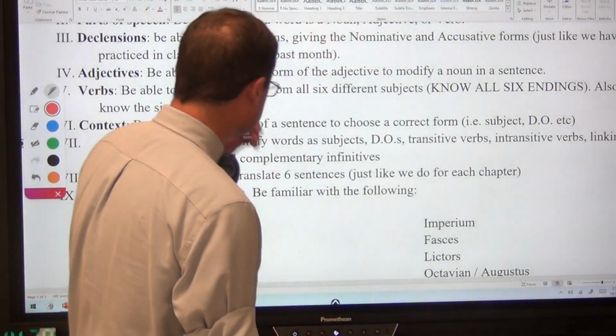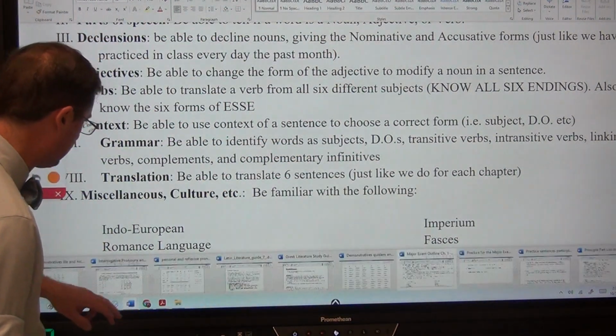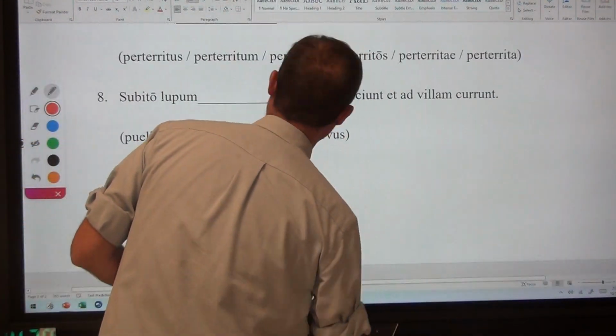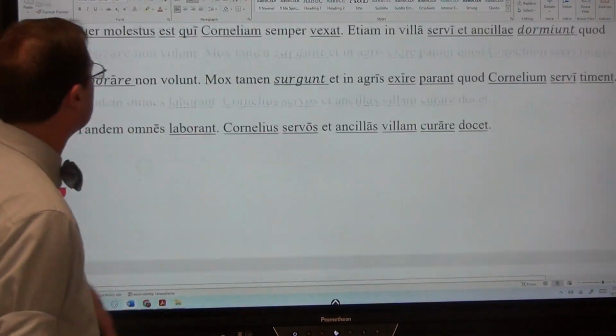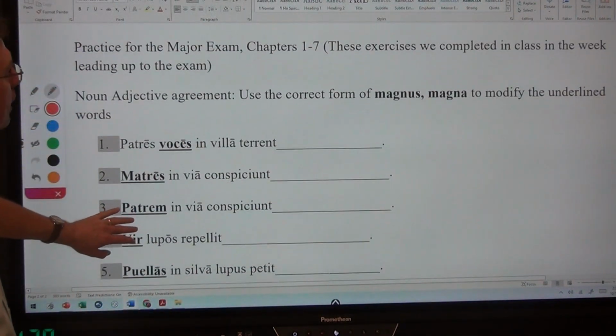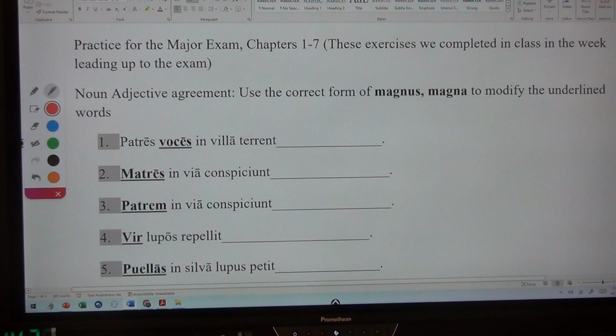T-R-A-N-S-L-A-T-E. Translate. So let's go and take a look at the practice that we have for the major exam. So we're going to start, obviously, at the front, and we're going to use, like we've done in class every day, the forms of magnus or magna to modify the underlined words.